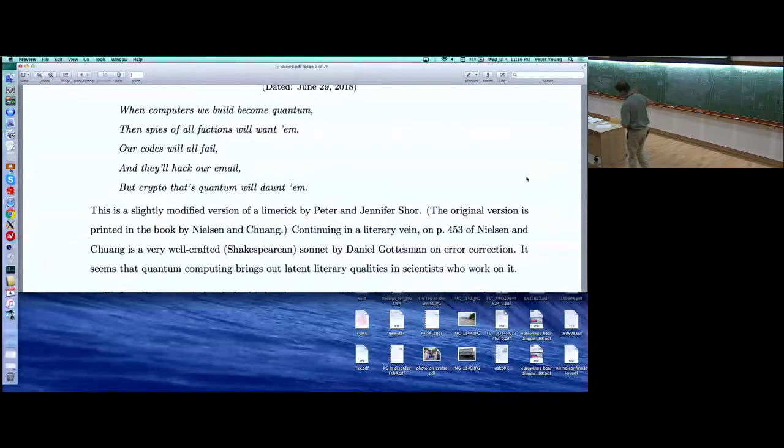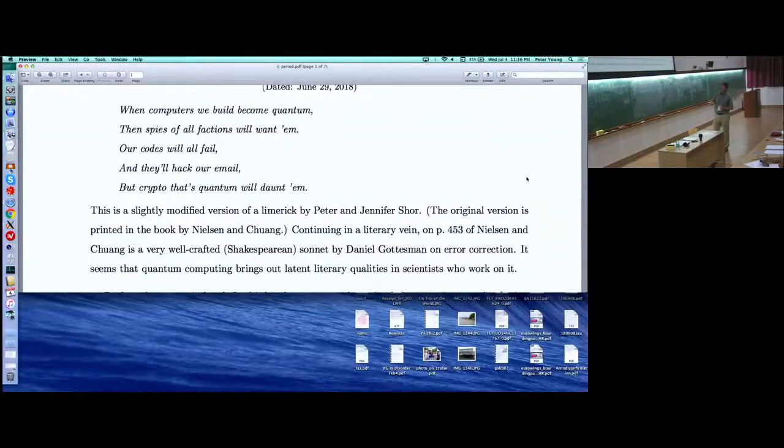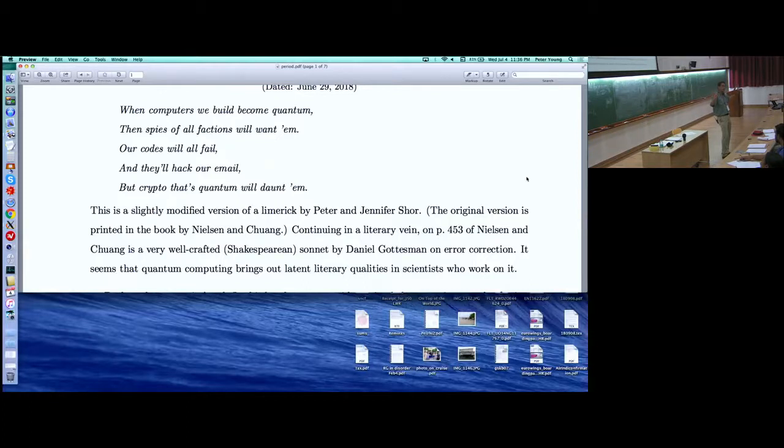And in addition to this being a light interlude, there is something in that last line, but crypto that's quantum will daunt them. So we've seen that if you could build a quantum computer, you could break the standard classical codes. But also, the quantum computer raises other possibilities of encrypting in a quantum way, which would not be decodable by these methods. So that's what the last line of the limerick is referring to.